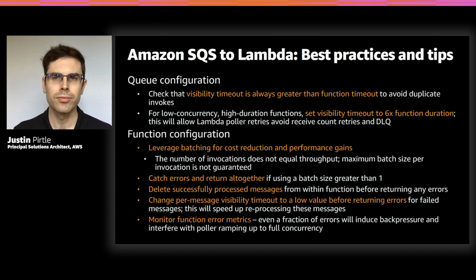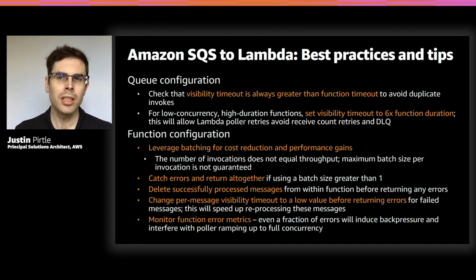be processed successfully. Now on the function configuration level, it's recommended to always use batching for cost savings and performance gains. But if you use batching, it's important to understand the exception behavior and to ideally catch your errors together and return them all at once after you've processed any possible message that could be finished successfully. If they did succeed in the batch, delete them yourself from the API rather than wait for Lambda to retry them and fail the entirety of the batch.